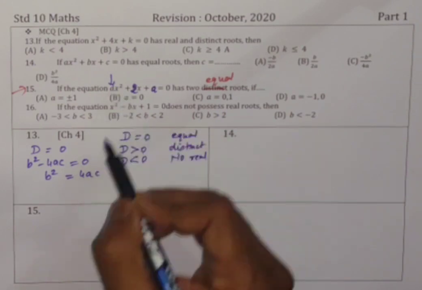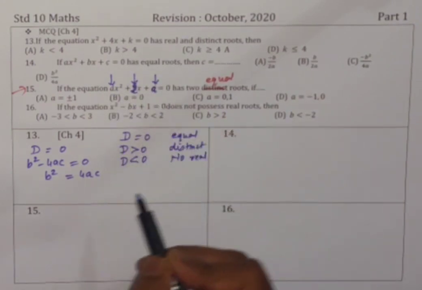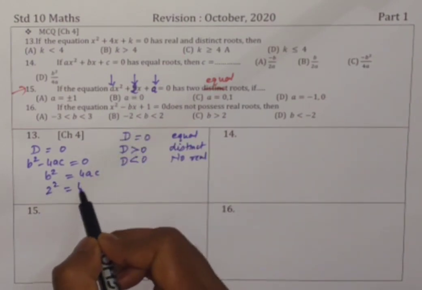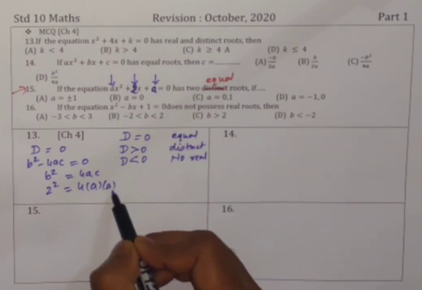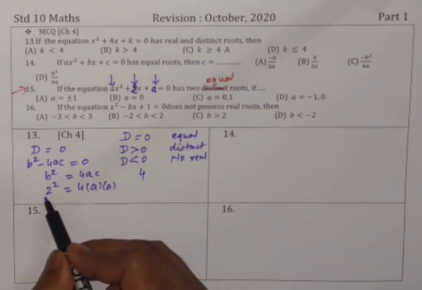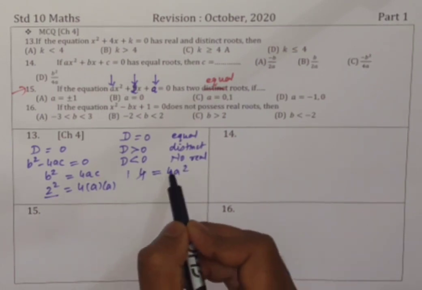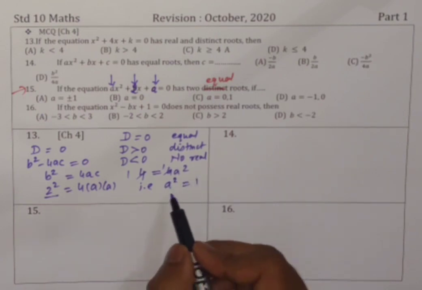Now what is a? What is b? And what is c? So let's put the values. B is 2. So 2 square. 4 into a is a only. And c is also a. That gives me 2 square, 4, is equal to 4a square. 4 ones are 4, so a square is equal to 1.